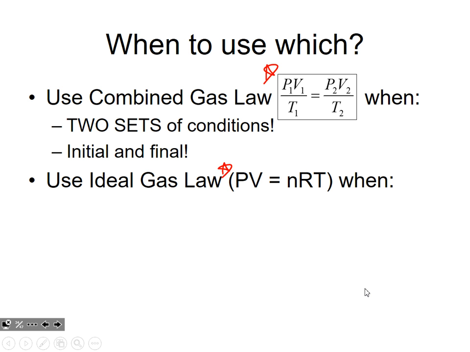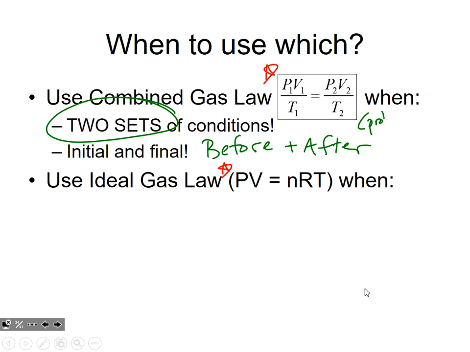So notice that in the combined gas law, there are two sets of conditions. This is how you're going to know that you're supposed to use the combined gas law. They're going to talk about a before and after. You are changing the system in some way. You start at some set of conditions, they change it, and then you get a new set of conditions. You do not have that in the ideal gas law.